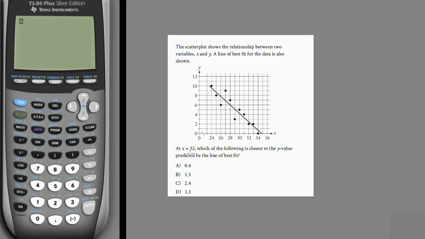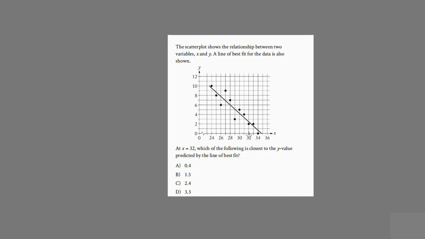Say at x equals 32, which of the following is closest to the y value predicted by a line of best fit? Okay, so I don't think we need a calculator to solve this question. Just a basic understanding of the concept of graphs and you'll be good to go. So we have x equals 32. When you trace it, when x is 32 here, your y is between 2 and 3.